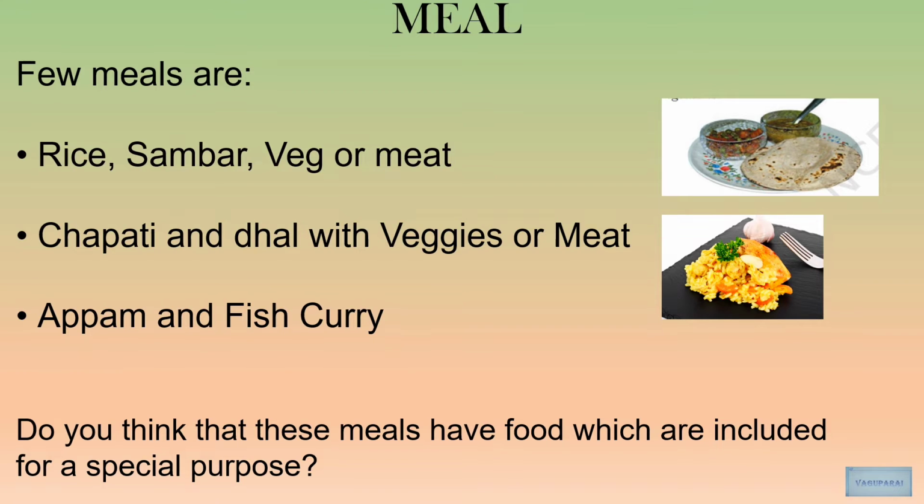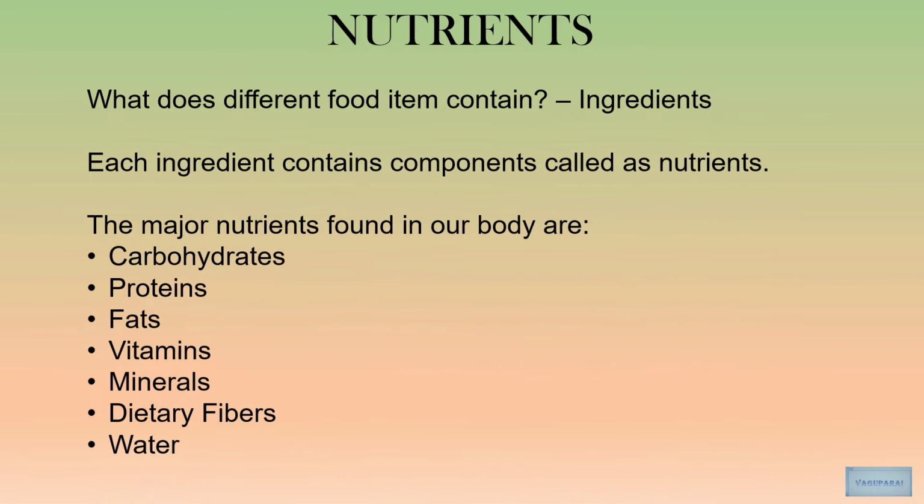To know about them, you have to know what a nutrient is. In the last chapter, we already saw ingredients, and in this chapter, we are going to see nutrients. The ingredients contain components called nutrients, which are essential for the body to be healthy. Some of the nutrients are listed here. They are carbohydrates, protein, fat, vitamins, minerals, dietary fiber, and water.